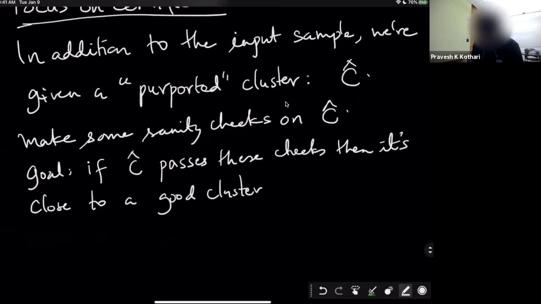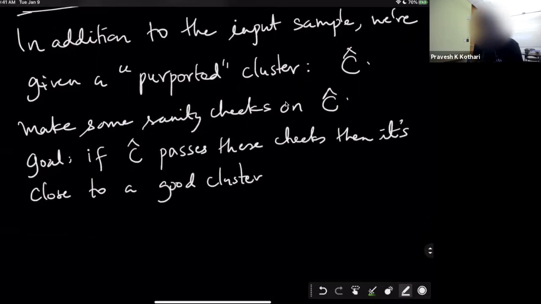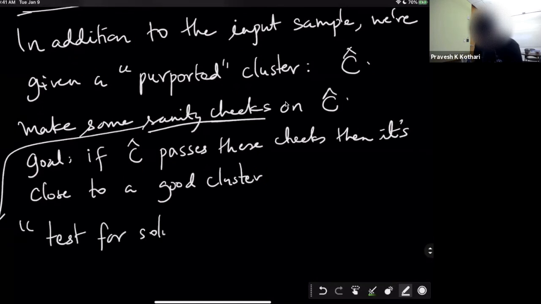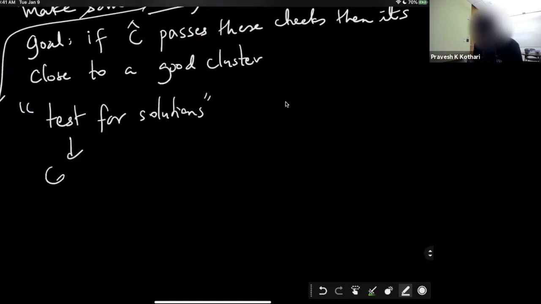So what can you use in these sanity checks? Well, you have your input, so you're free to use that input in whatever way possible. Let's call this sanity check a test from now on, a test for solutions. This test in particular can use the input sample given to you in any way. You can use x1 through xn because they're in your hands.